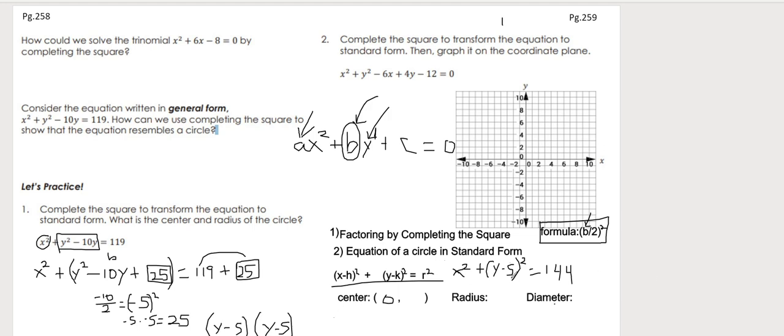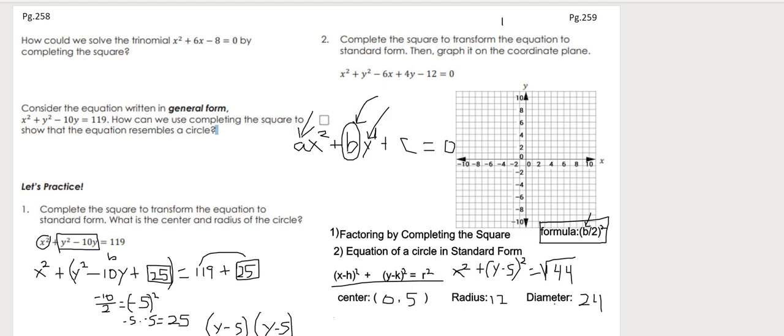Now, again, because the x squared by itself is 0, and my y value, remember, is the opposite sign, since I have negative 5, that means this is 5. So my center of the circle is at 0, 5. To find the radius, you need to find the square root of 144. In this case, it will be 12. And remember that the diameter is twice the radius, so the diameter will be 24. And I'm done. Okay, so this is it.